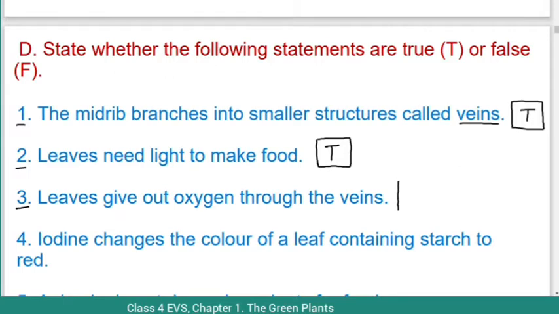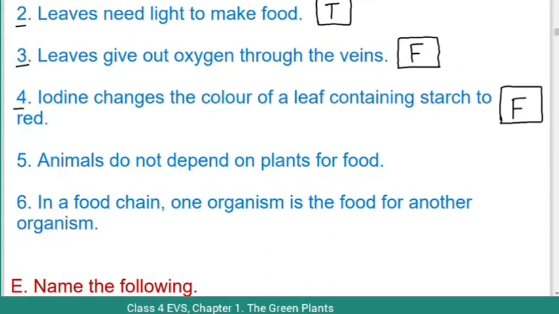Third one, leaves give out oxygen through the veins. It is false. Fourth one, iodine changes the color of a leaf containing starch to red. It is also false because iodine changes to blue-black color whenever starch is present. Fifth one, animals do not depend on plants for food. So this is false. Why? Animals depend on plants for food.